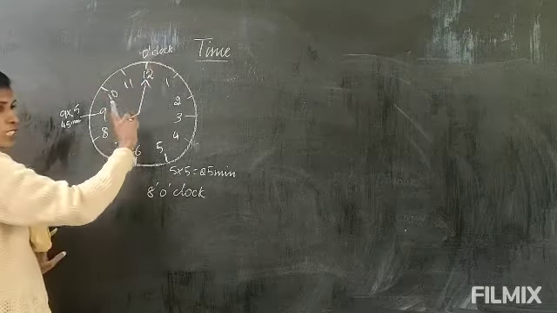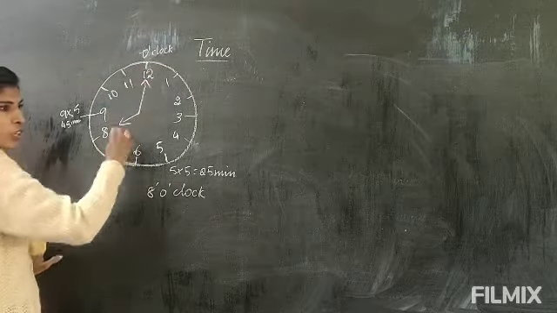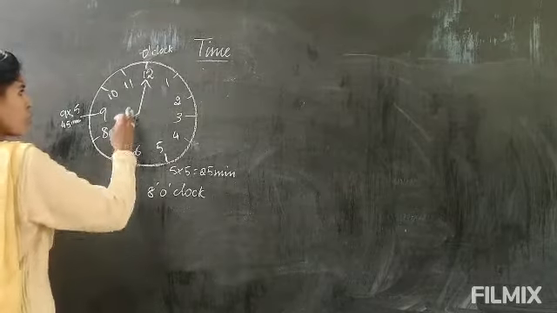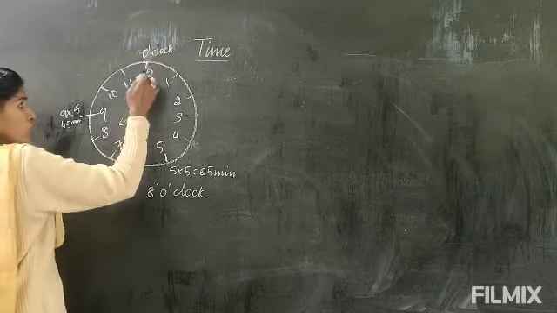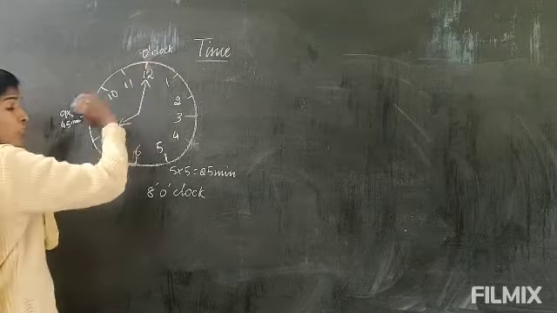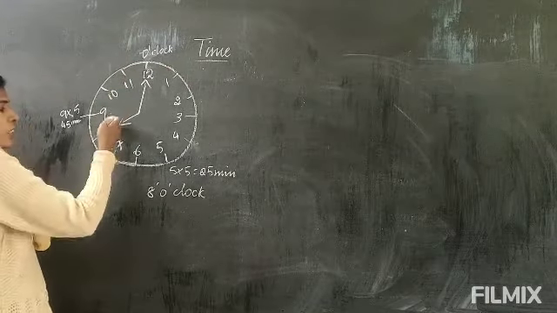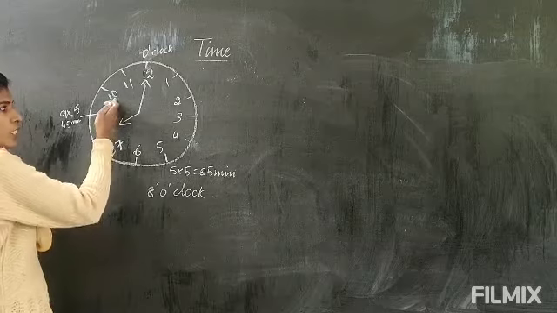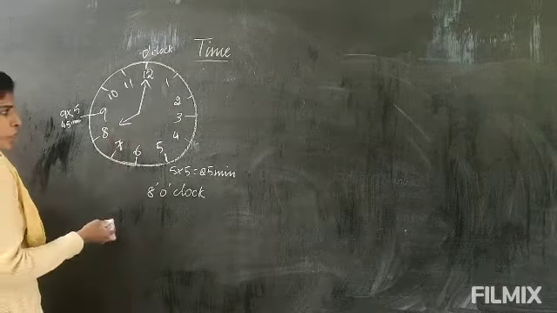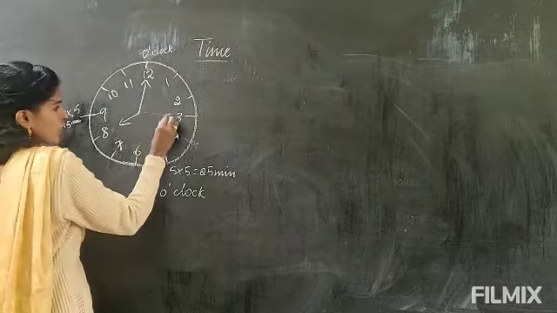We don't say 60 minutes. 12 into 5 is 60, but no, don't say 60 minutes. When the minute hand is in 12, you say o'clock. You say the hour and say 8 o'clock, or 10 o'clock, like that you can say. Okay, suppose it is in 3.